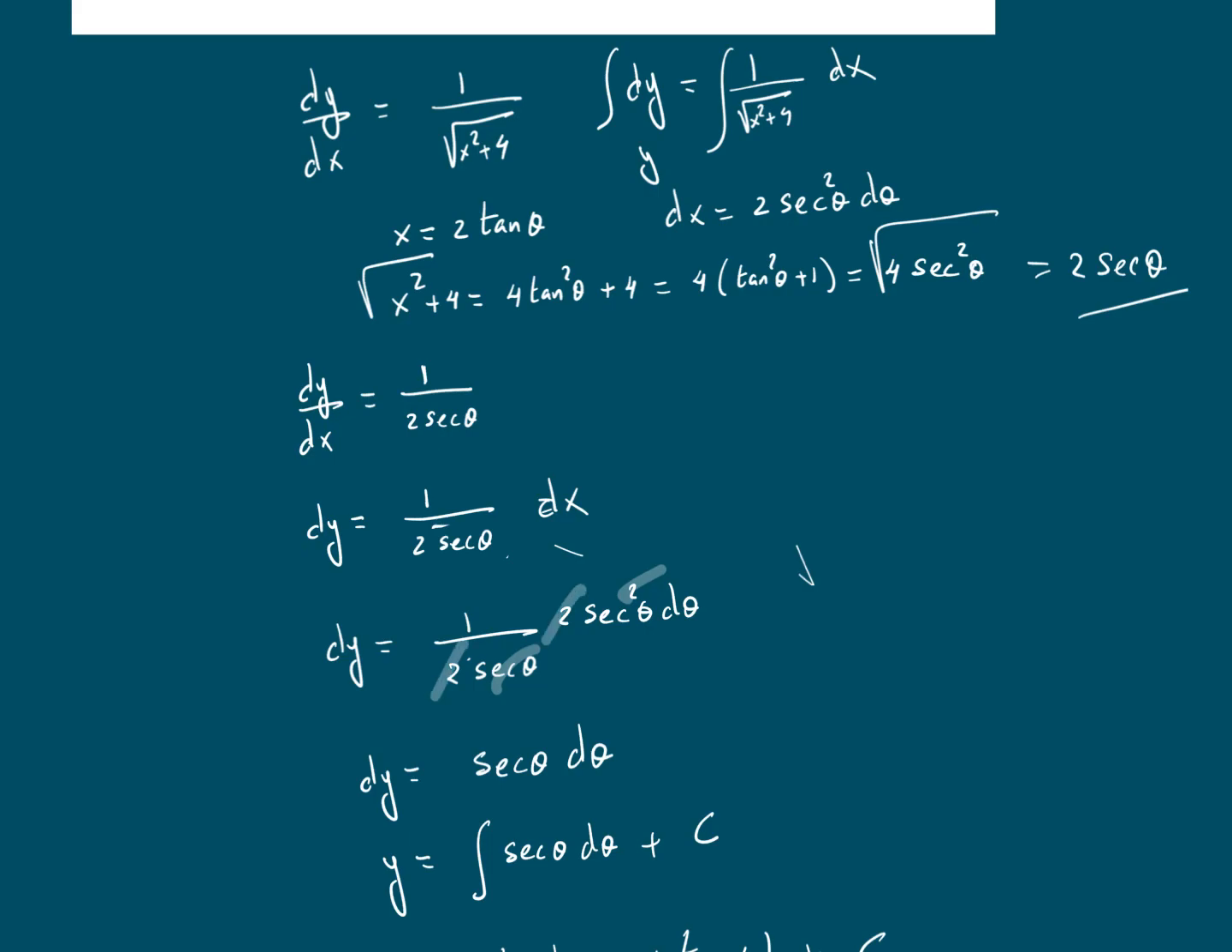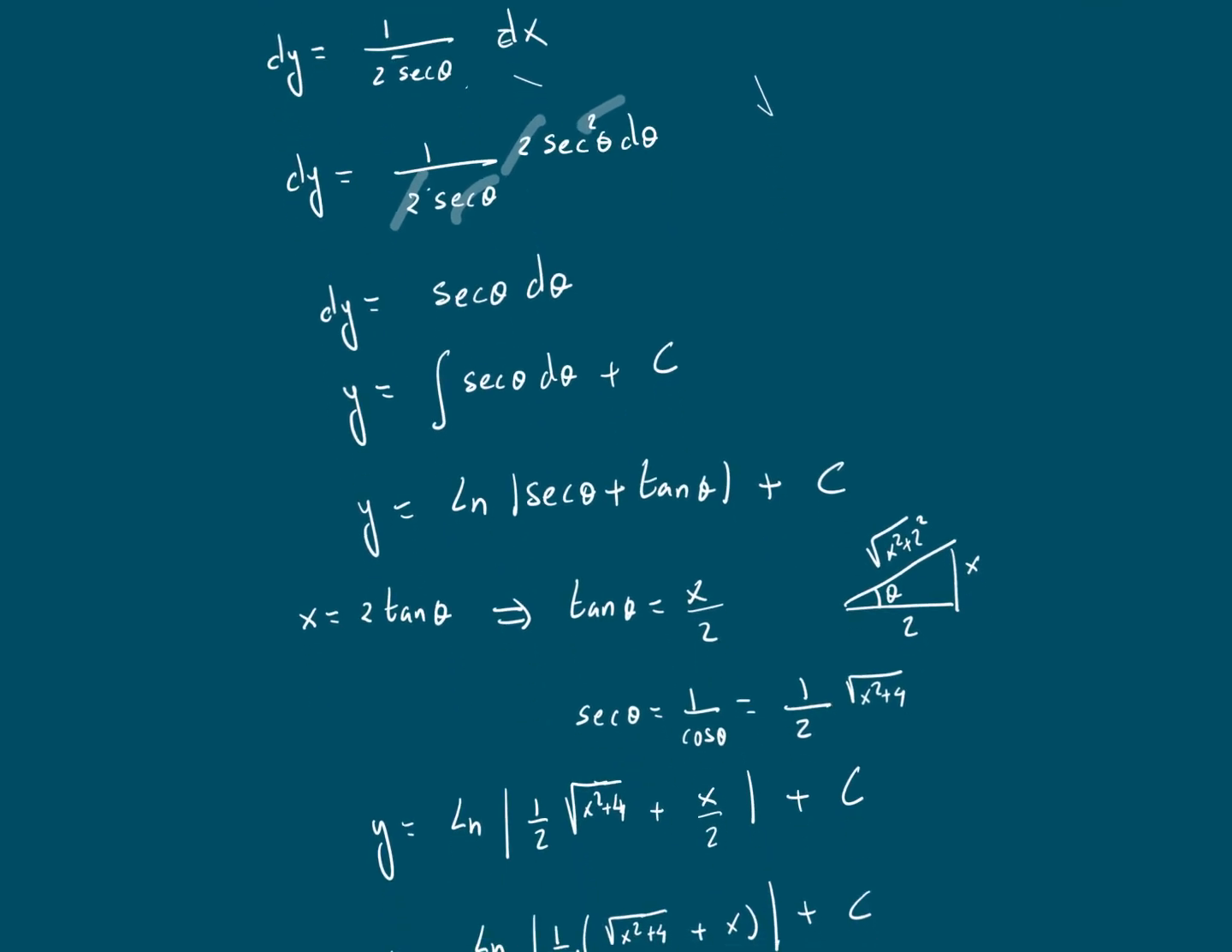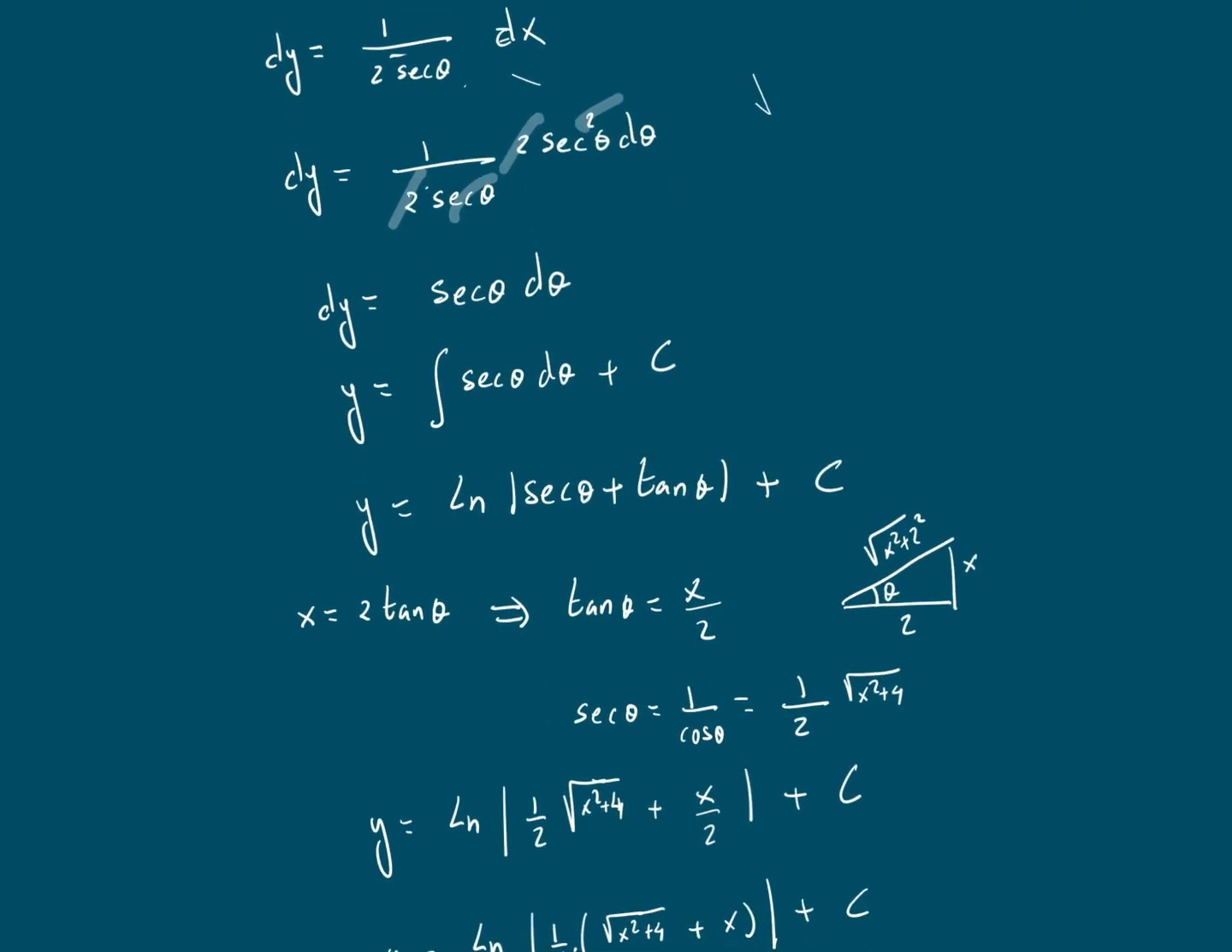So I will finalize that dy is secant of theta d theta, or y equals the integral of secant theta d theta. But the integral of secant theta we already saw in a previous problem is natural log of secant theta plus tangent theta plus c. So y is natural log of secant theta plus tangent theta plus c, but the problem is not yet solved. We need to know what is secant of theta, but we know that x equals 2 times tangent of theta, so tangent of theta is x divided by 2.